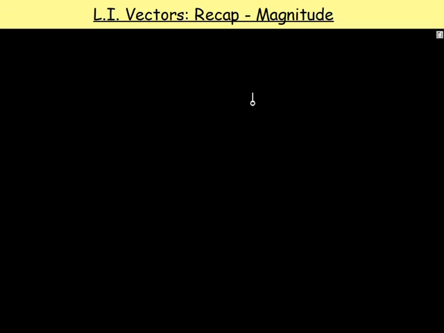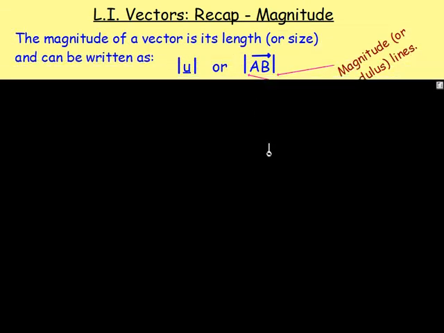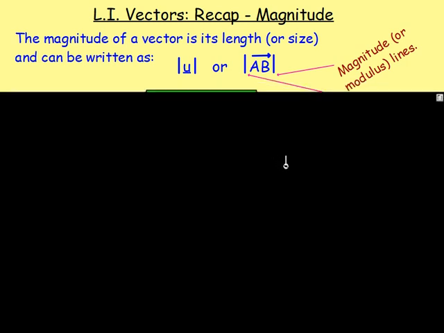After that, something else that we looked at was the magnitude of a vector. The magnitude is really the length of the vector, or its size. And the way you write it is by using these modulus signs, or the magnitude lines.